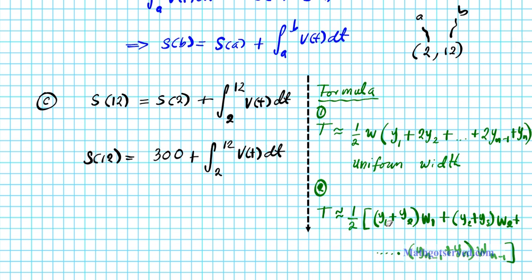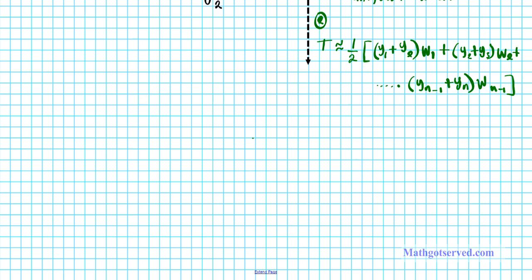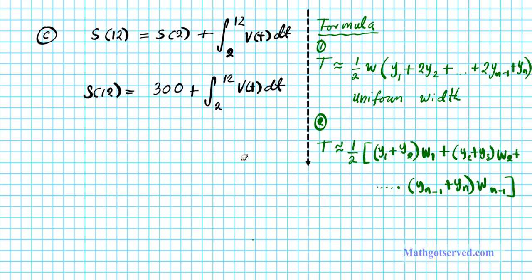So what's applicable to this situation right here? We're going to have to take a detour to find the value of this integral. We want to approximate the integral from 2 to 12 using the table. What I always like to do is start with a partition, so let's do it this way.